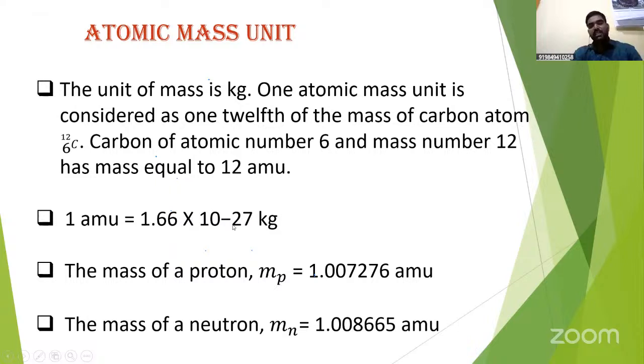1.66 into 10 power minus 27 kg. Remember this one. One atomic mass unit is equal to how much? 1.66 into 10 power minus 27 kg.